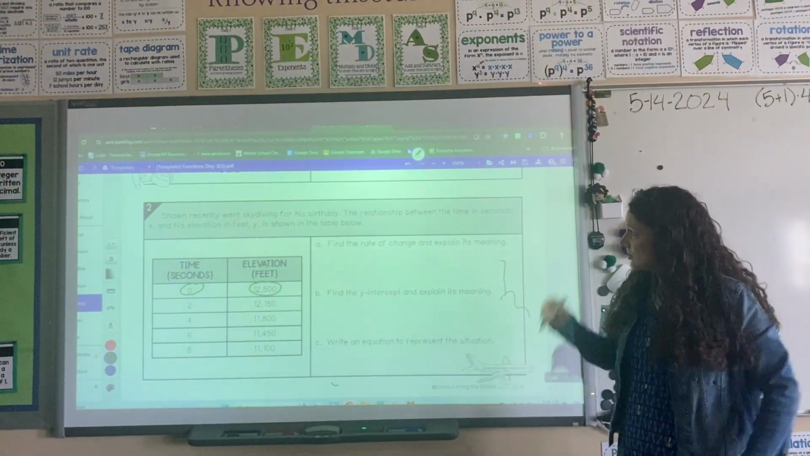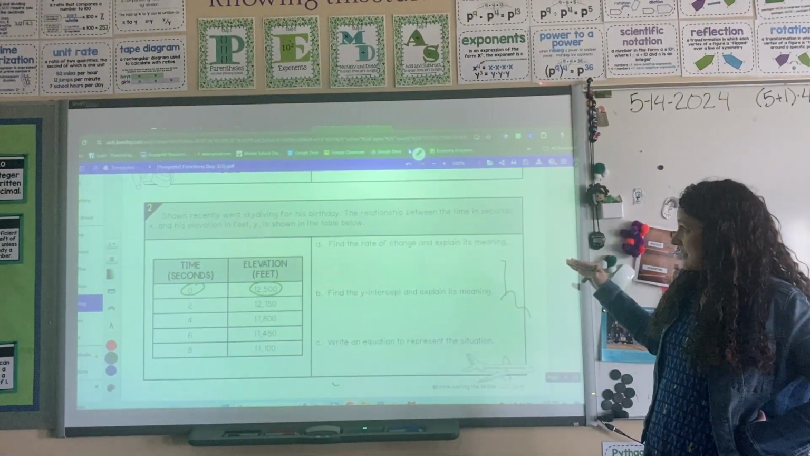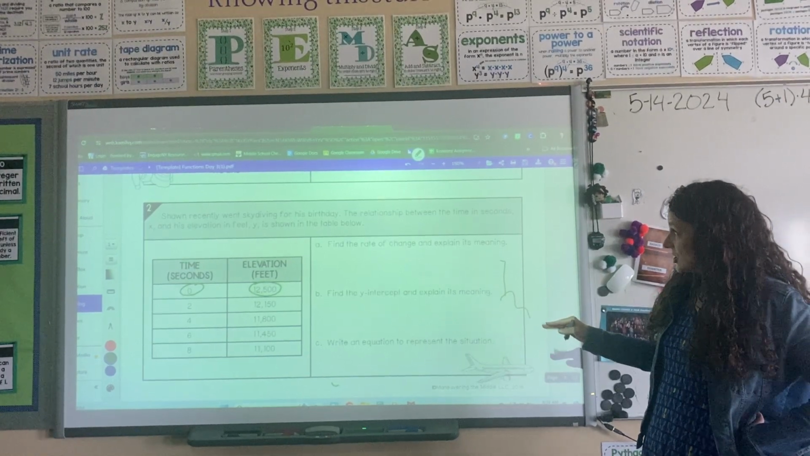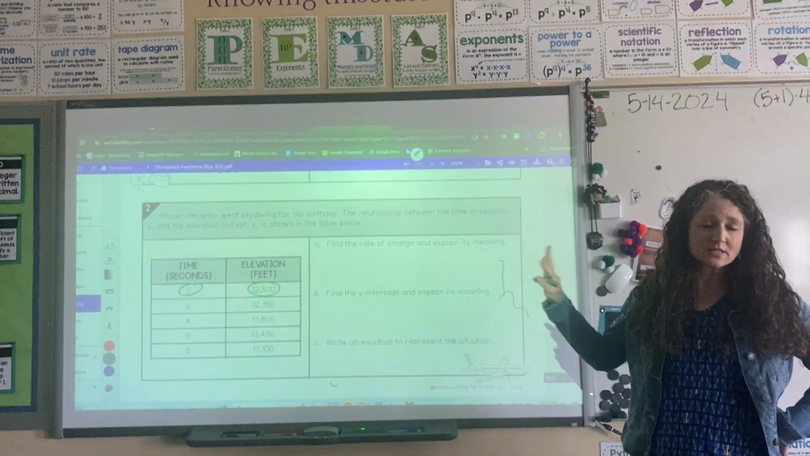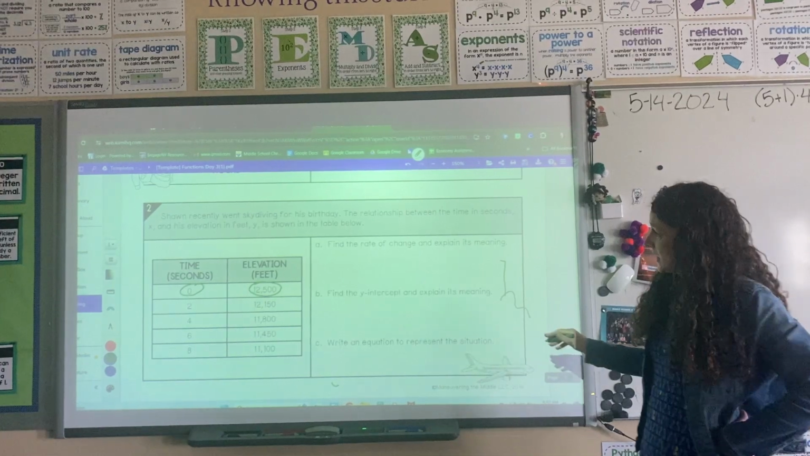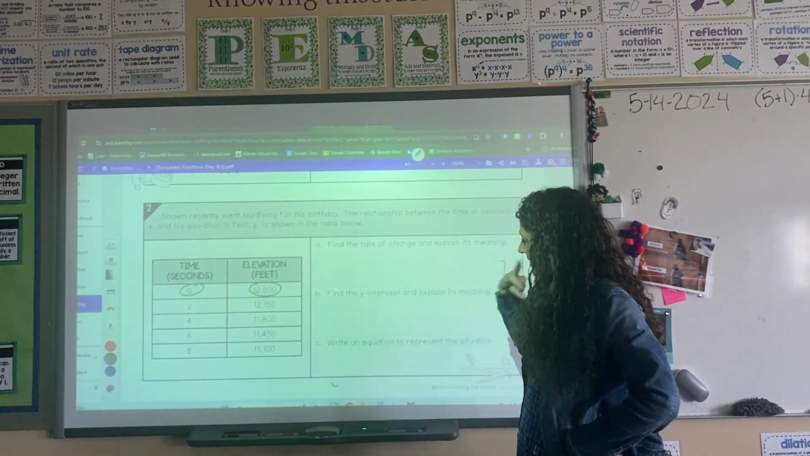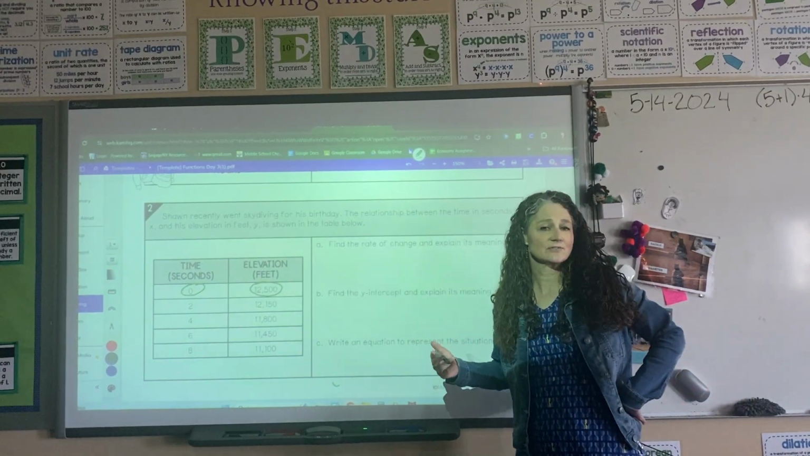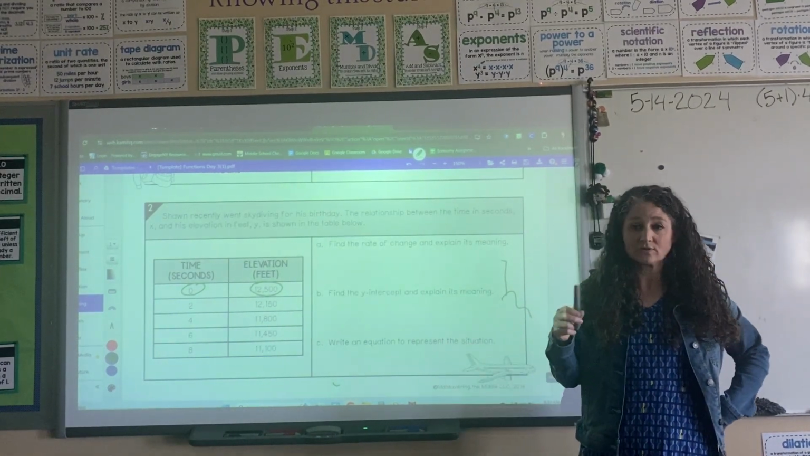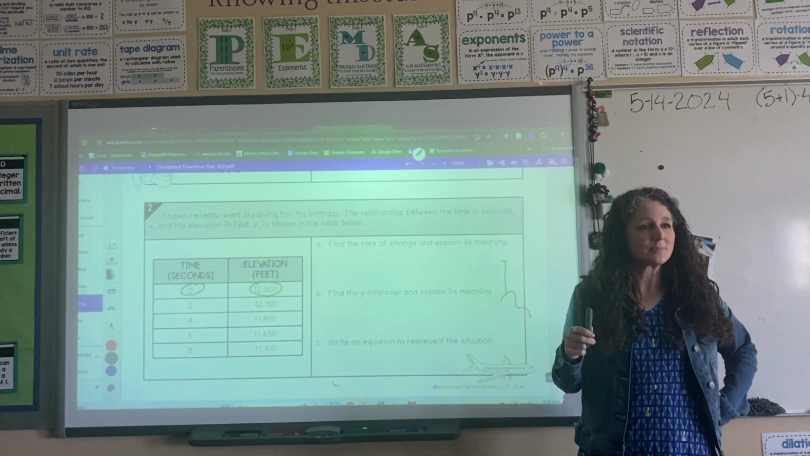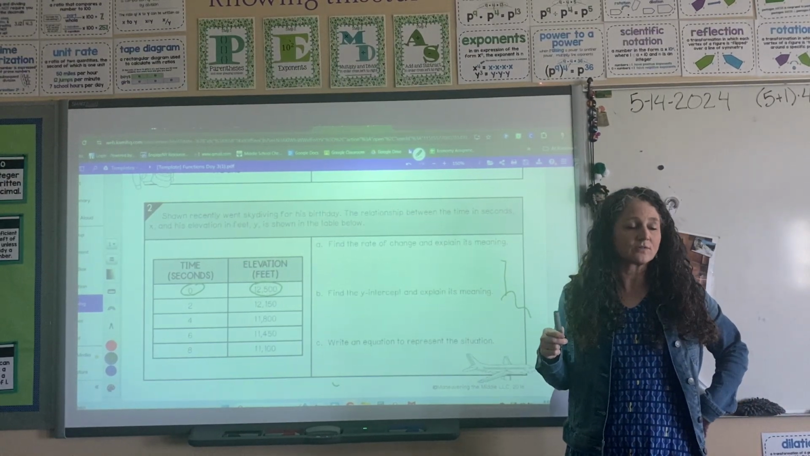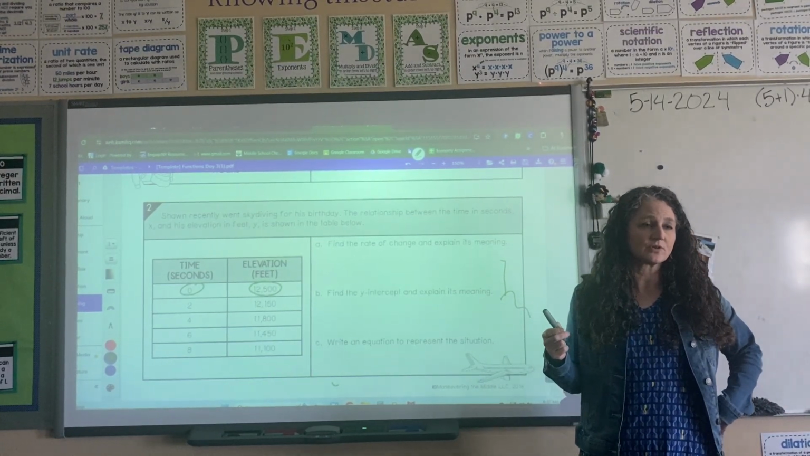Okay. So Sean went skydiving, and we've got time in seconds and elevation in feet. We're going to assume that this is linear because this assignment is all about linear equations, okay? So find the rate of change and explain its meaning. Now, last time we had a handy graph. Graphs are lovely and wonderful for finding rates of change. Tables are great. I don't think they're as lovely and wonderful because you can't count.